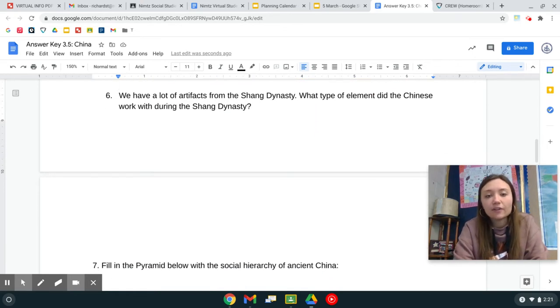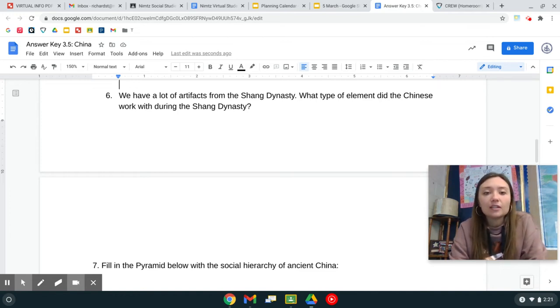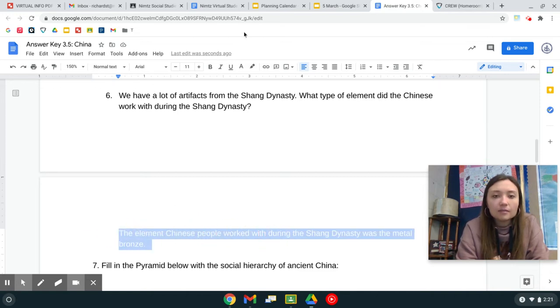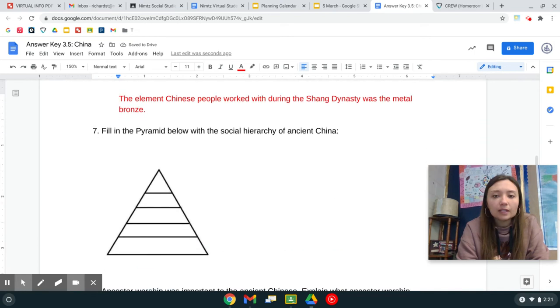Number 6, we have a lot of artifacts from the Shang dynasty. What type of element did the Chinese work with during the Shang dynasty? All right, elements. We're learning about elements in science class. There it is. The element that they learned to work with really well was bronze, right? The metal bronze. And we're learning about that a little bit later too. What was the bronze really made for? And what was an advancement that they used with bronze, okay?